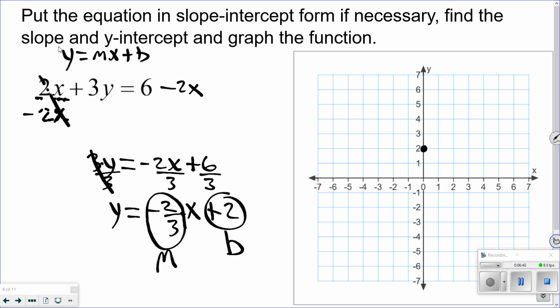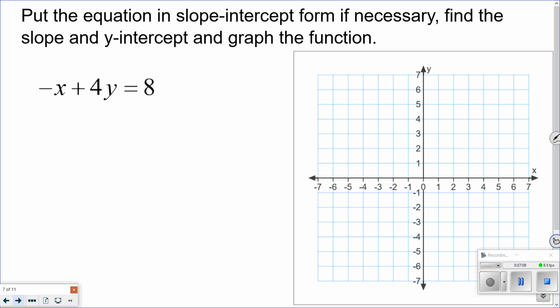I've got a negative slope. That means my line has to be going down. So I'm going to go down 2 and over 3. Down 2 over 3. Or if you want to, go up 2 and to the left 3. But again, just making sure that the line from left to right is going down. And the reason why it's going down is the negative slope.